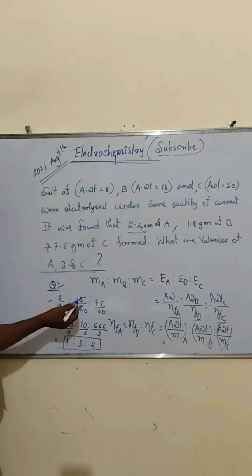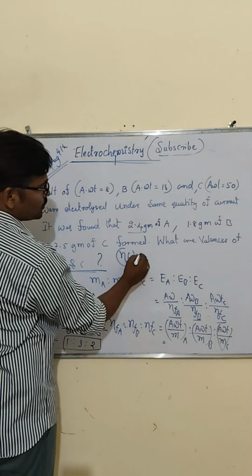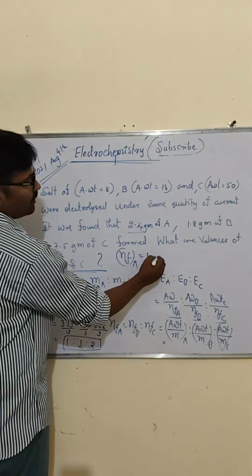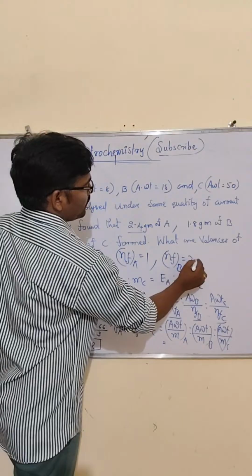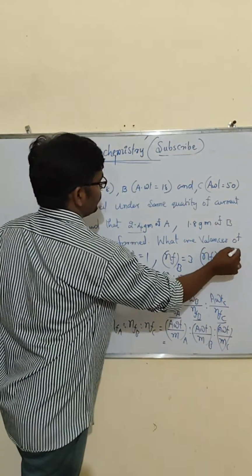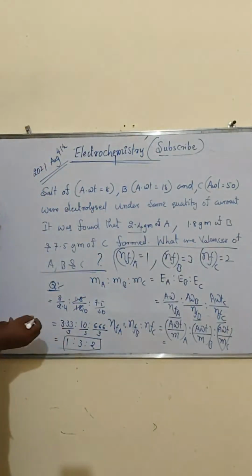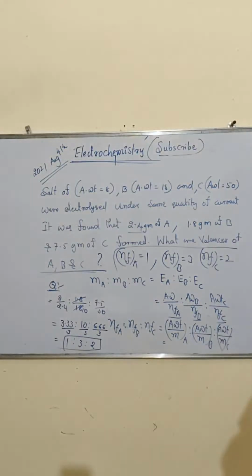So n factor for A is equal to 1. N factor for B is equal to 3. N factor for C is equal to 2. So 1, 3, 2 is the answer. Understand? Yes, note down the question, all of you.